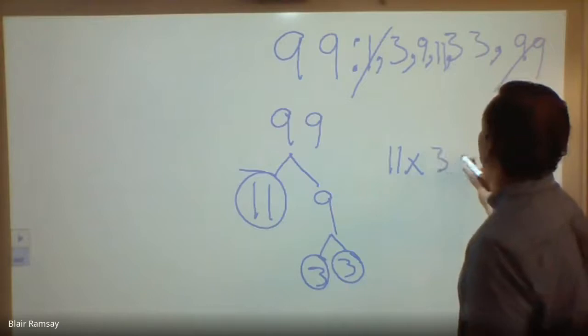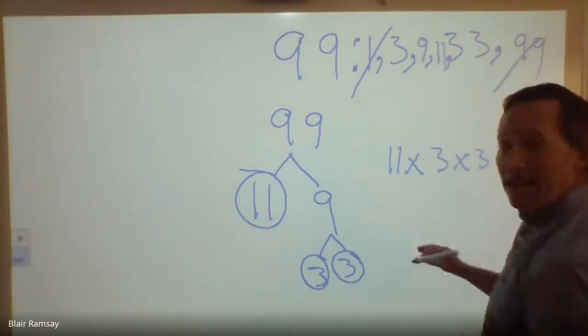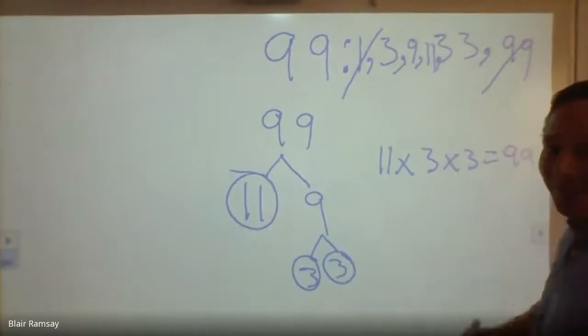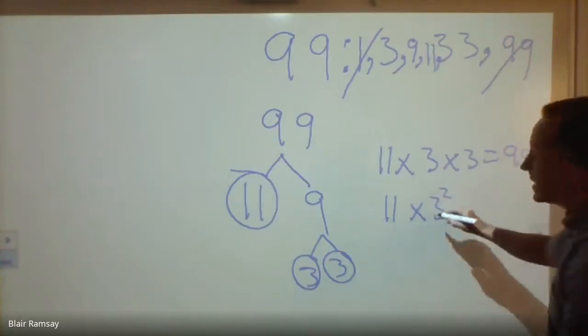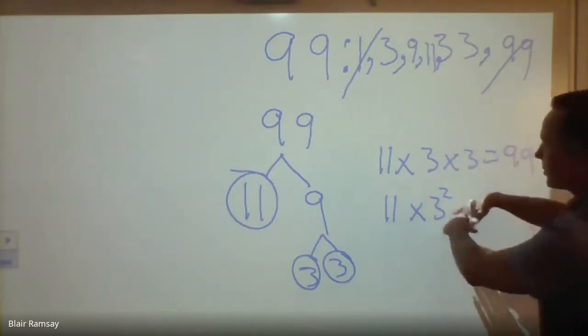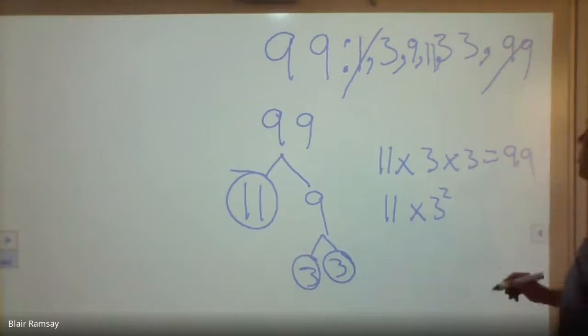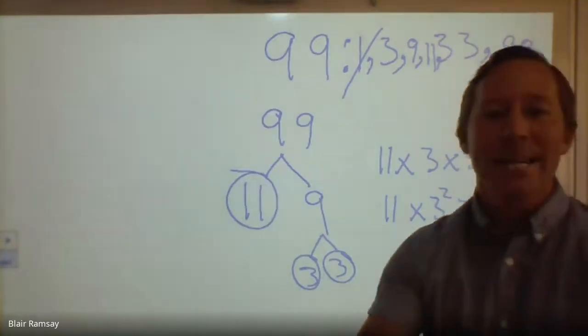Yep. Which should give us 99. Or another way I could do this. Nada, go on. 11 times 3 squared. 11 times 3 squared, where 3 is the base number and the exponent or index is 2. Tell me how many times I put 3. Perfect. Very good. Amazing.